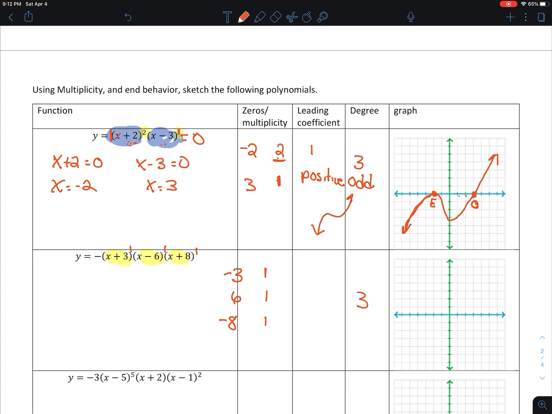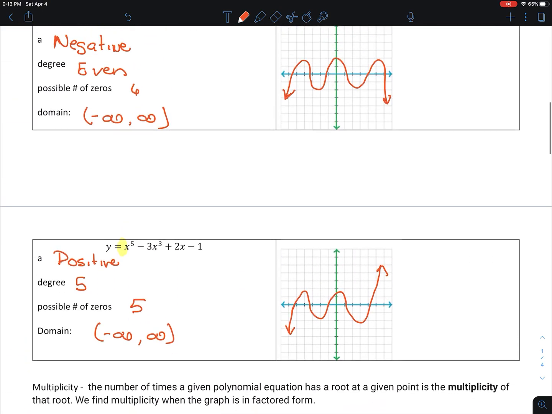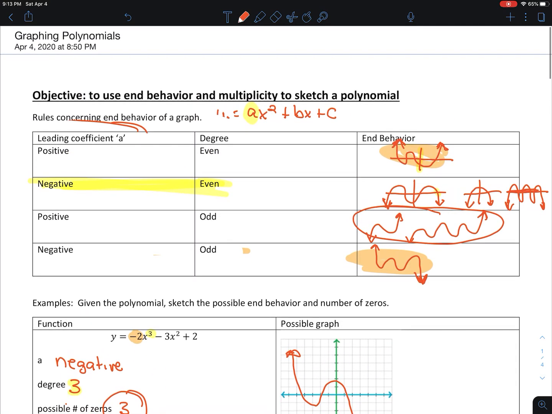So what is the degree of this? 3. Okay, now that I have the degree, I need to figure out the leading coefficient. Here it is negative. And so 3 is odd. So what does that look like? Well, if we go back to what we did before, we have a negative and it's odd. Our polynomial is going to look like this.